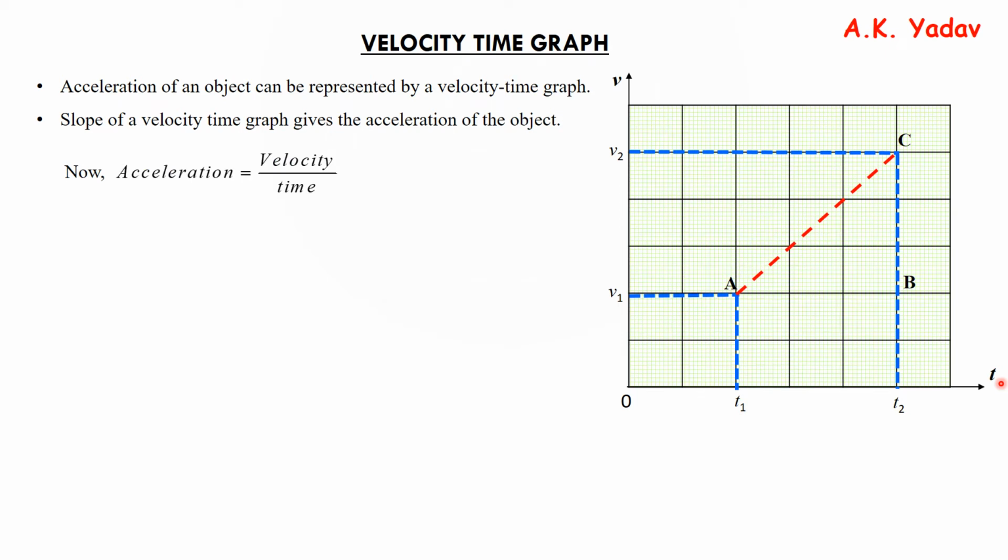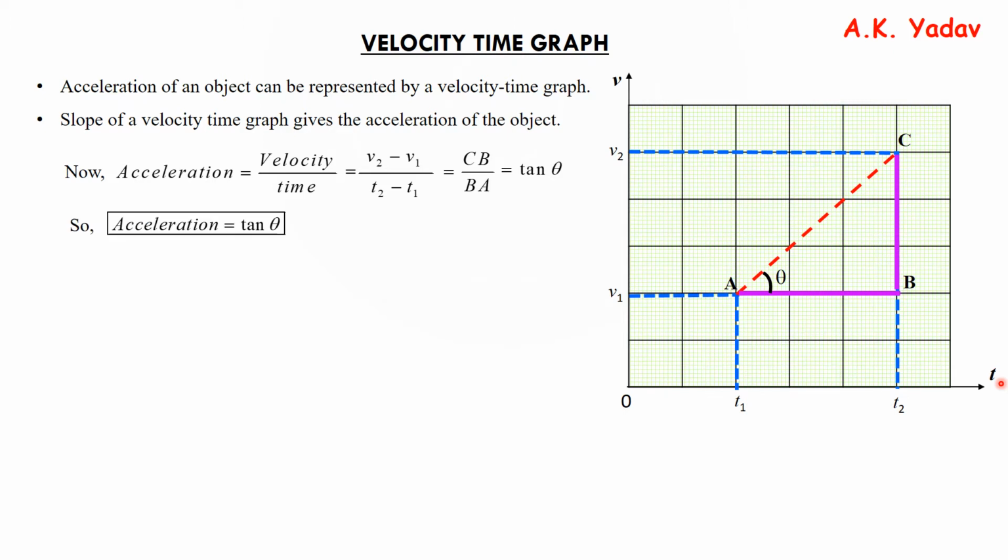Now we know acceleration is equal to velocity upon time. If I want to find the slope, that will be equal to v2 minus v1 upon t2 minus t1. From the figure I can say v2 minus v1 is equal to CB and t2 minus t1 is equal to BA, which is equal to tan theta in trigonometric form. So can I say acceleration is equal to the slope of the velocity time graph, which is equal to tan theta.